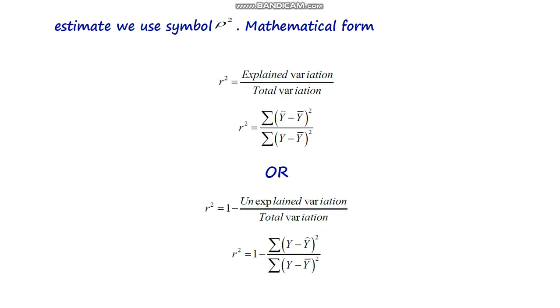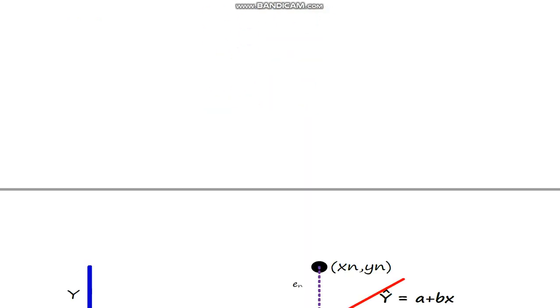And we can also solve this through another formula: R square is equal to 1 minus unexplained variation over total variation. Because R square has a range from 0 to 1, if we subtract the unexplained variation over total variation from 1, we can also obtain the formula of R square.